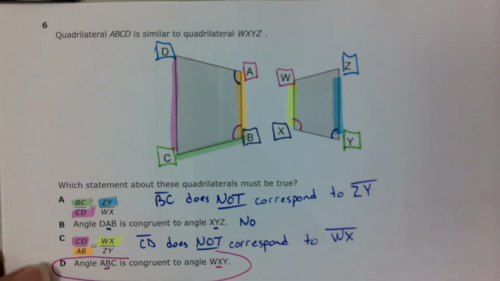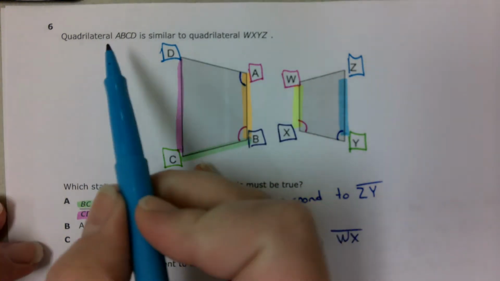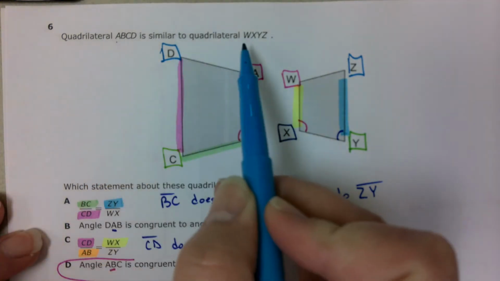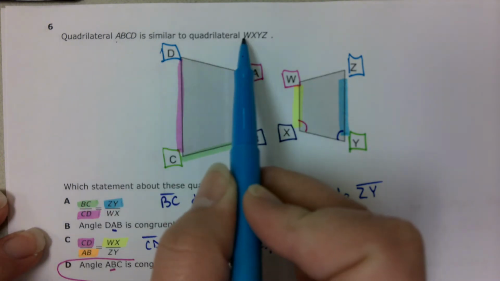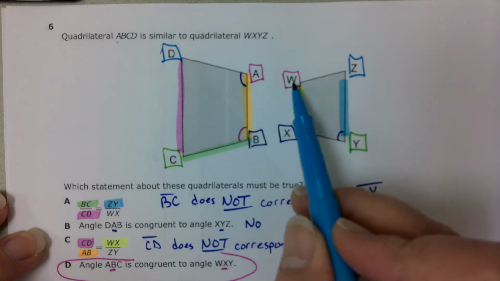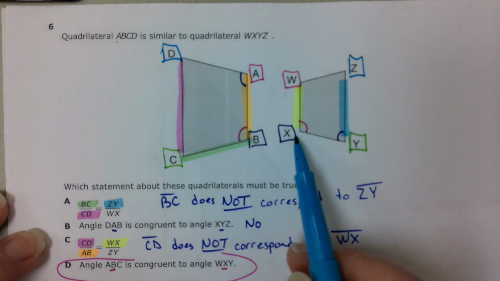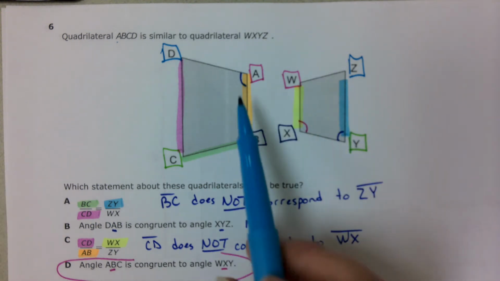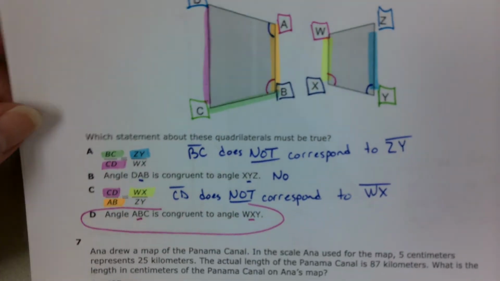Number 6, quadrilateral ABCD is similar to quadrilateral WXYZ. So the first thing I did was remember the order that these go in shows me the corresponding angles. So A corresponds to W. So you can see my A and W, I coded them the same. B corresponds to X, B and X. This helps me determine how it's oriented so I can find the sides that correspond.